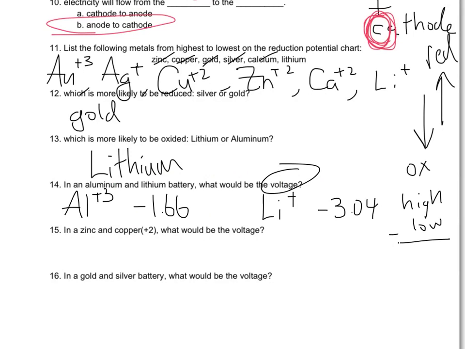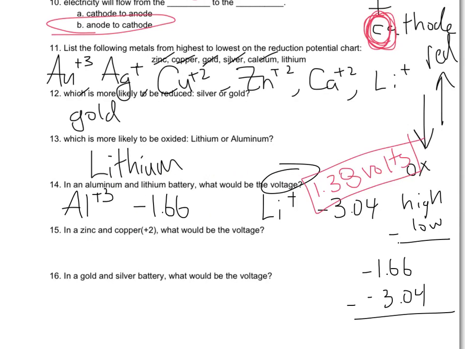So we're going to do the high voltage, even though it's a negative, minus a -3.04. And this will tell us the voltage. I am grabbing my calculator, and remember, subtracting a negative is the same as adding a positive. So I got 1.38 volts for this. 1.38 volts. Okay, again, high minus low.